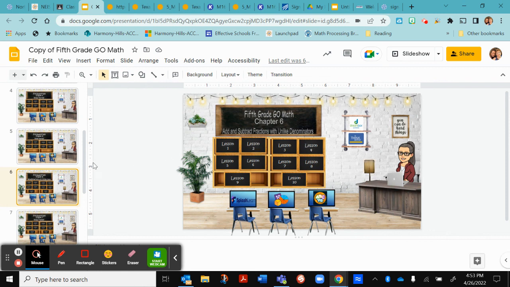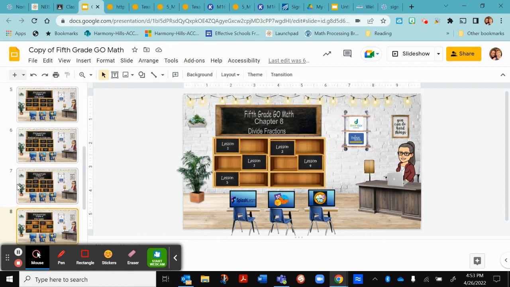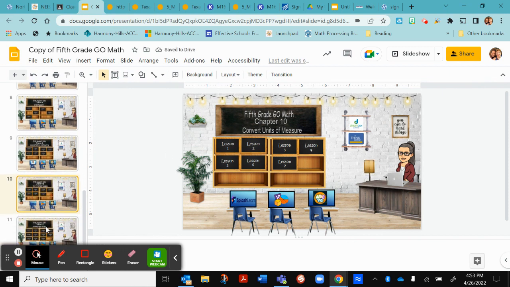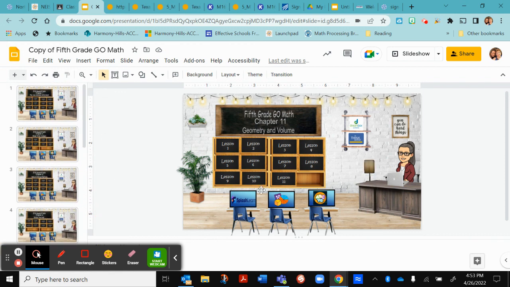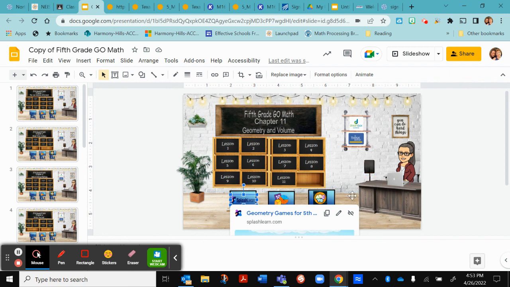Chapter 6, add and subtract fractions with unlike denominators. You will need to know that for STAR, and we've been practicing on that in class. Multiply fractions, divide fractions, convert units of measure, geometry and volume. So there you go. Those are really important things for you to understand and to know. If you have any other questions, I will be posting videos on some of the sample questions from STAR. So if you're needing review, you'll have that as well.